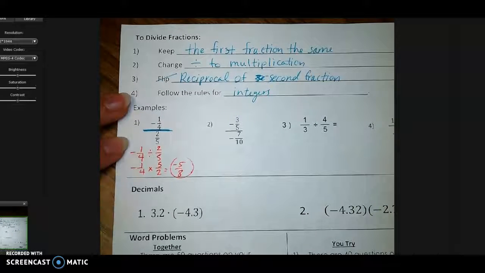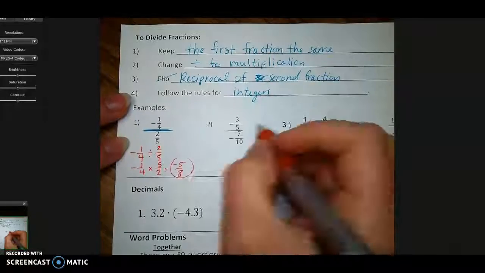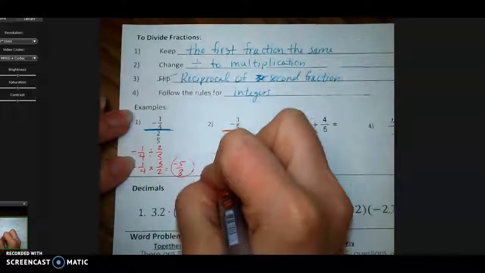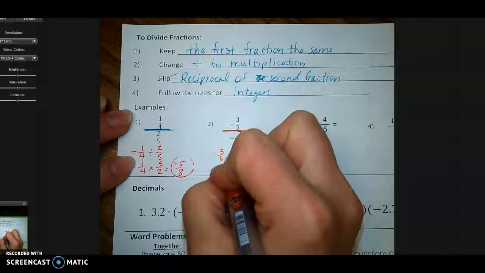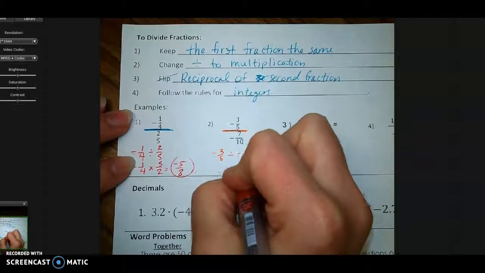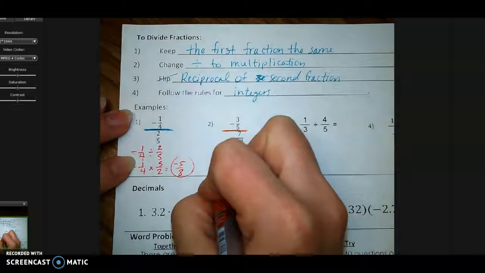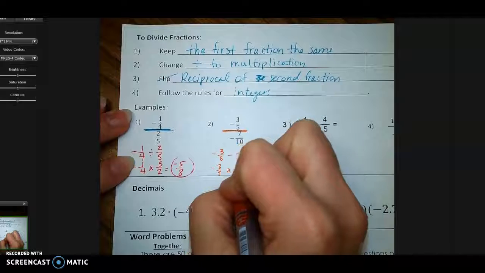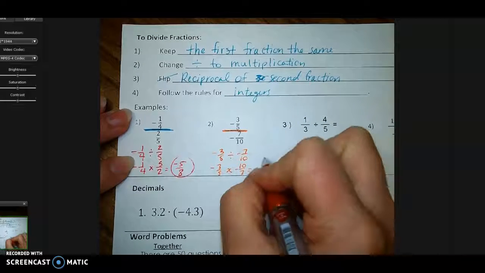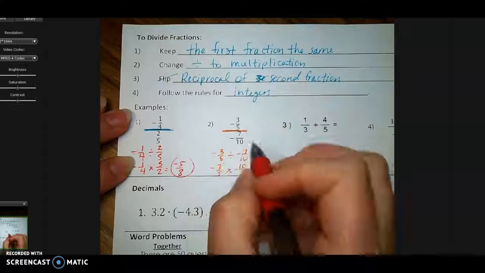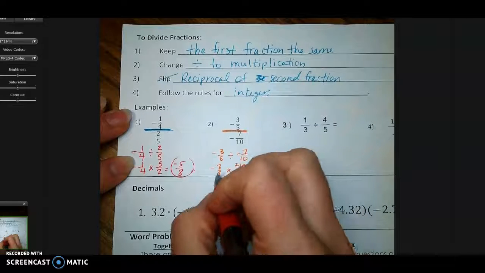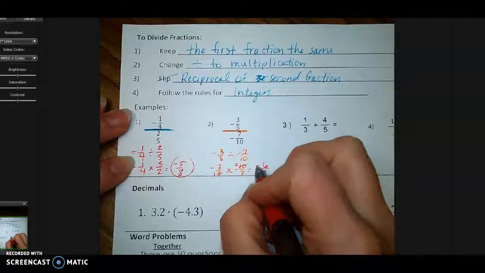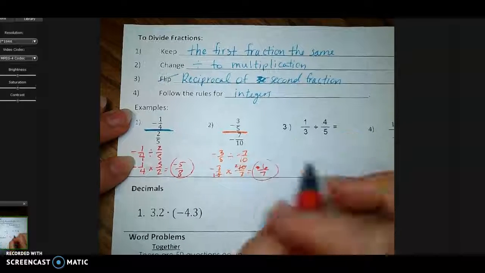Please feel free to stop, rewind, go back and listen to that again, because every fraction is indeed a division problem. So negative 3/5, it's always the numerator divided by the denominator. I have to keep, change and use the reciprocal here. Now I could reduce ahead of time, and I get negative 6 over 7, sorry, positive 6 over 7.